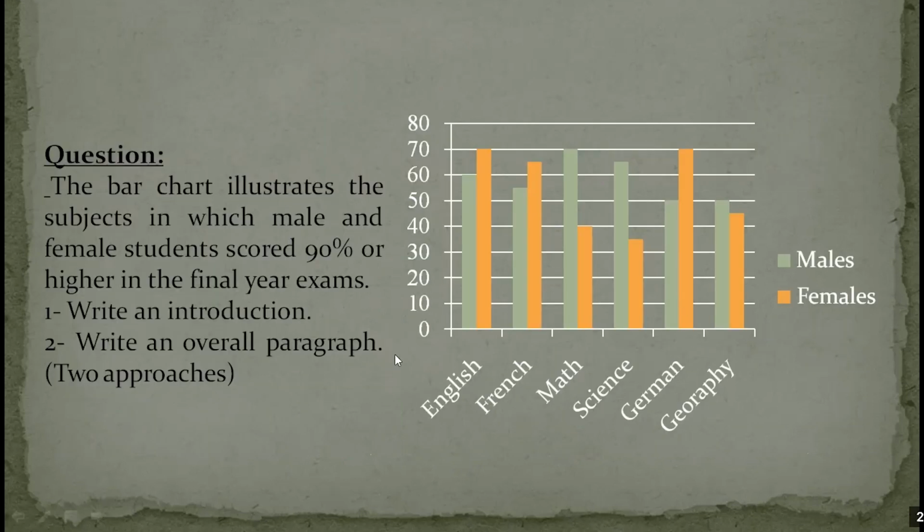Okay, now this is a good exercise for you. The bar chart illustrates the subjects in which male and female students scored 90% or higher in the final year exams. First, you need to write an introduction. Pause and then write an introduction. And after you're done with the introduction, write an overall paragraph. How would you write an overall paragraph? You're supposed to find a way to be able to divide these variables into groups. So think of a good way to divide them into groups. I will give you some time, and then I'm going to show you my answer, but you need to think first. You need to grab a pen and a piece of paper and write your own introduction and your own overall paragraph first.